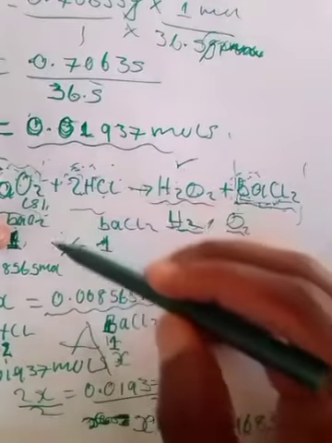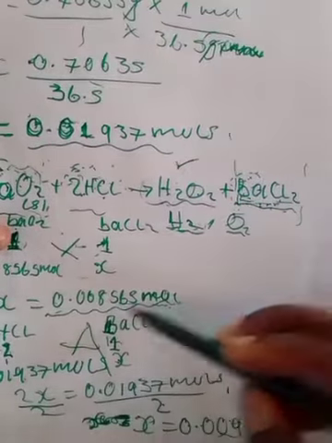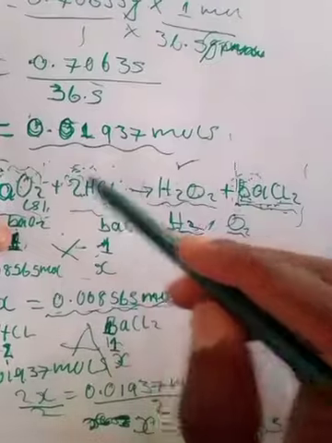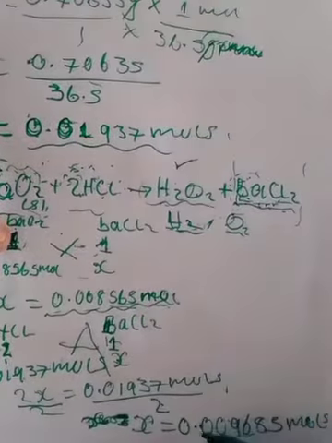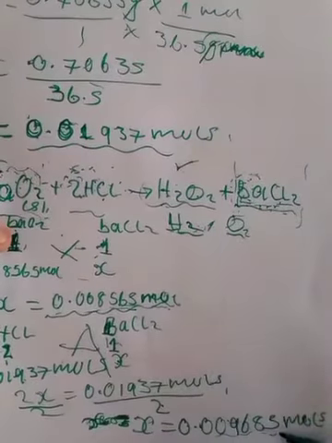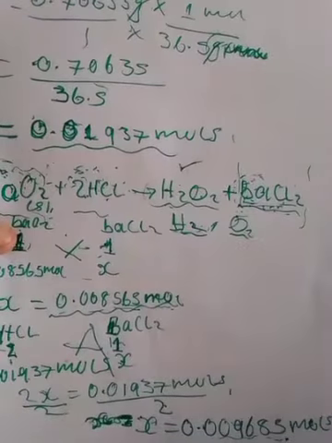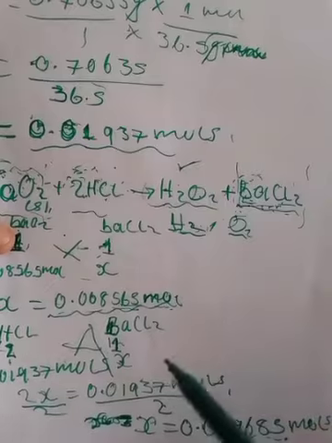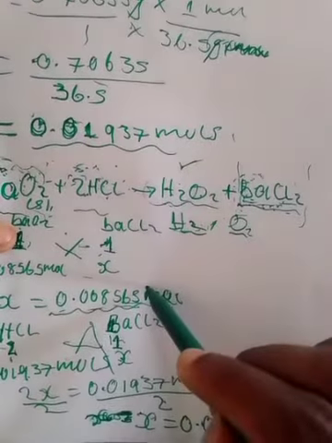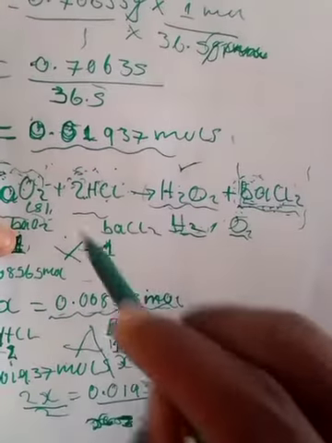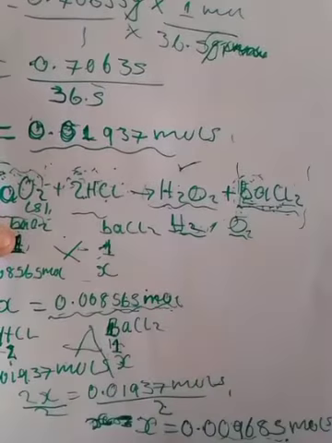So after we used barium peroxide, we got this number of moles. When we used hydrochloric acid, we got this number of moles. Okay, so we are going to check which one is the smallest. Which one? It is this one, right? So barium peroxide is the limiting reagent.